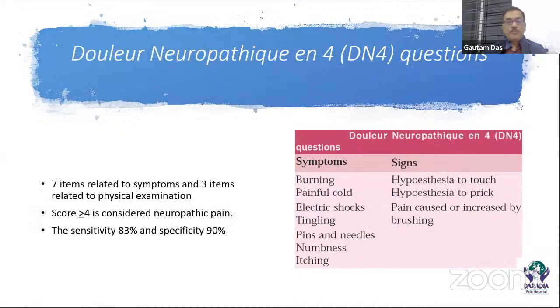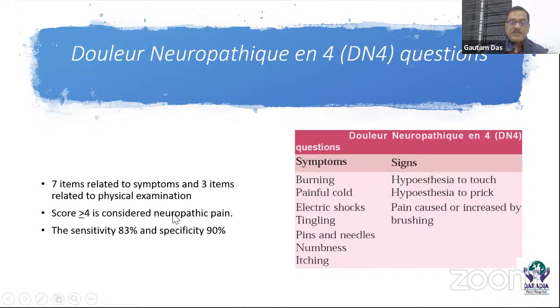Then comes your DN4. So again, similar kinds of things. There are 3 signs. One is your hypoesthesia, anesthesia or hypoesthesia to the touch and prick, and pain caused or increased by brushing, that means allodynia. And they are the different symptoms. So out of these 7 symptoms and 3 signs, that means total 10, if 4 are there, that is your neuropathic pain.